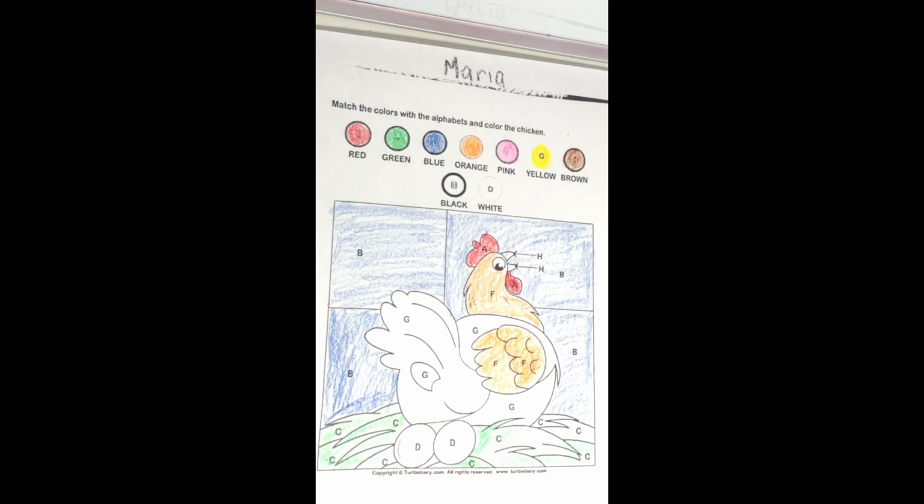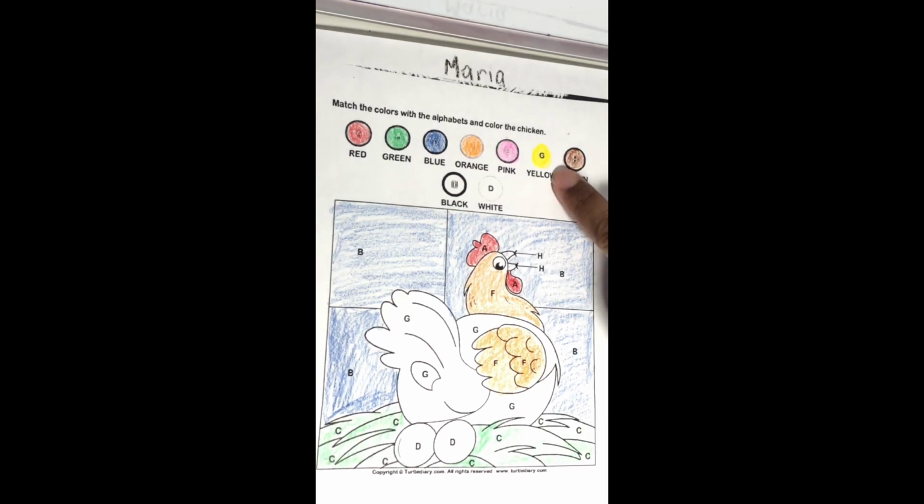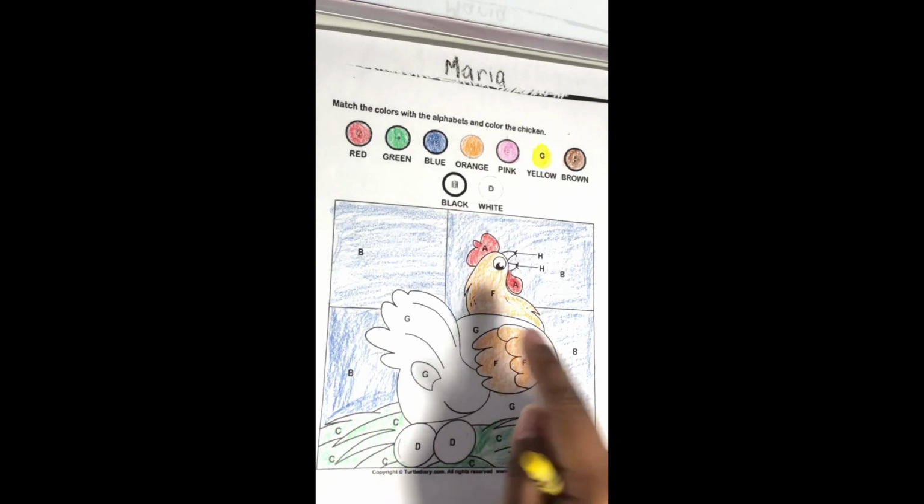Okay, now I don't see any more F's, so we're gonna go ahead and put that crayon back. I don't see any E's, so there's no reason for me to use the pink. And then I see, what's our next color? G. So I do see those. So let's count how many we have. 1, 2, 3, 4. So let's go ahead and color those.